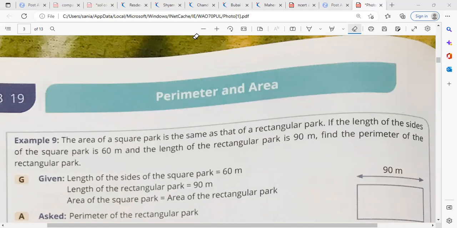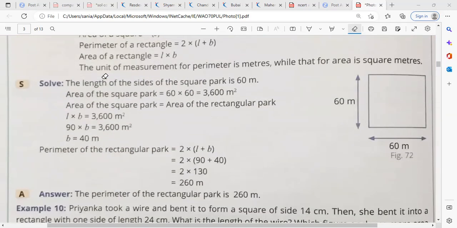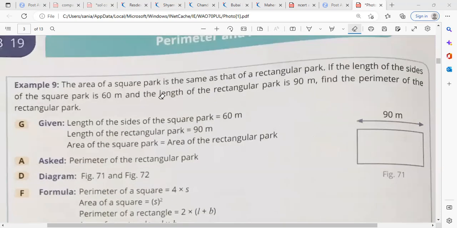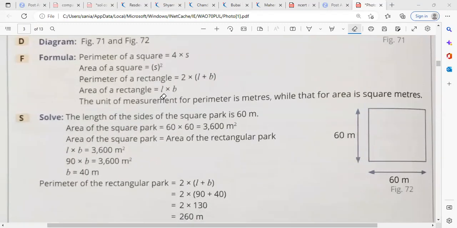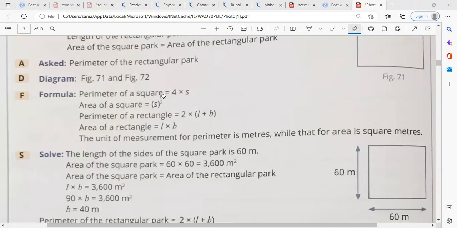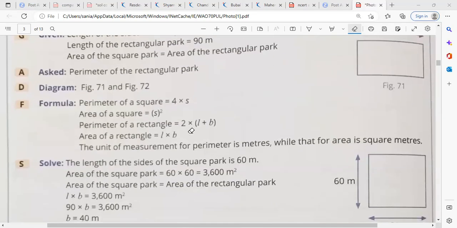Yes, ma'am, done. Okay, what did you get? Ma'am, 40 meter. Okay, so let's just see. You have to find what? Ma'am, perimeter. So perimeter cannot be 40. 40 is your breadth. Yes, ma'am. So now you will find perimeter, right? Okay, ma'am. You have length, you have breadth. Now find the perimeter.